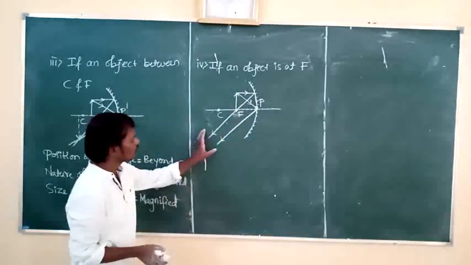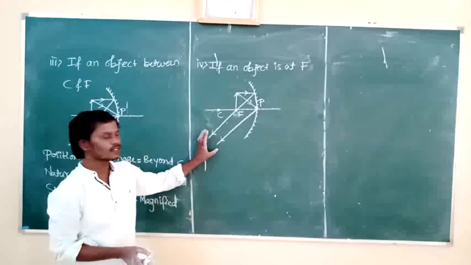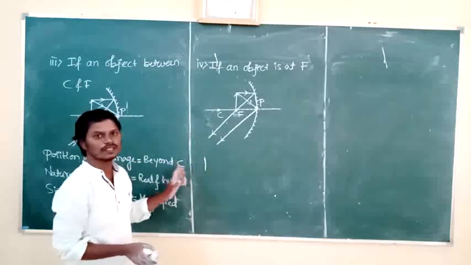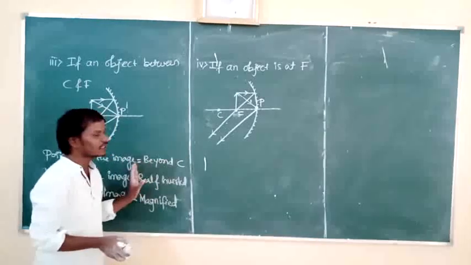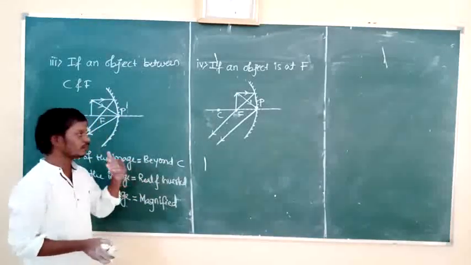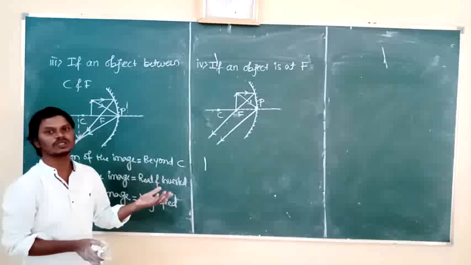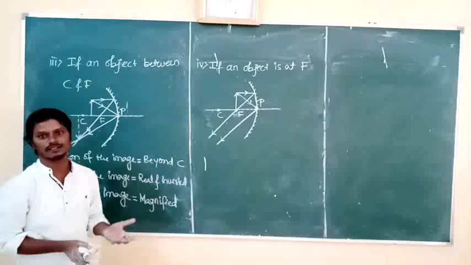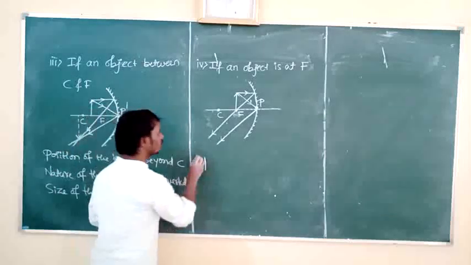So how do the reflected rays appear here? The reflected rays appear to be parallel, means they will not meet at a certain point. We don't know what that point is. That is why the position of the image can be taken as infinity. So what is the position of the image?